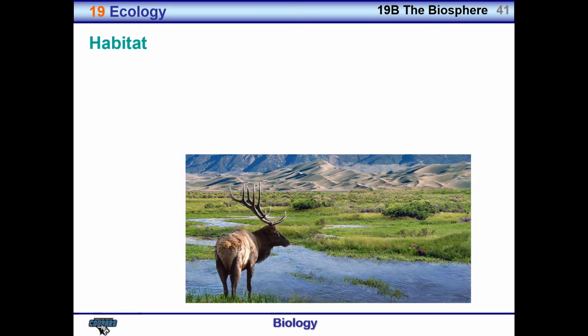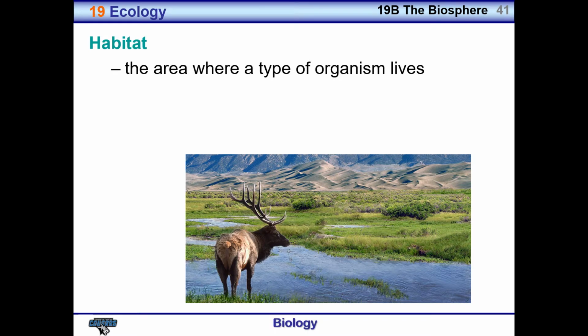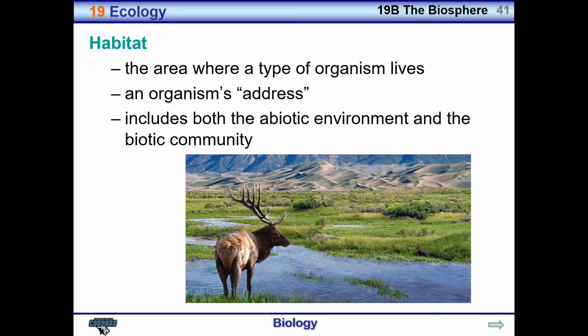Now, habitat is a general term for the area where a type of organism lives. It's like its address. The habitat, for instance, of a leopard frog is the edges of the pond or the quiet backwaters of a stream. And it includes both the abiotic environment, the non-physical, non-living things, and the biotic community, which is made up of all the living things.